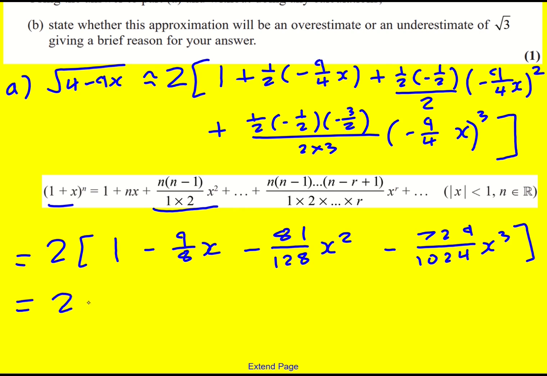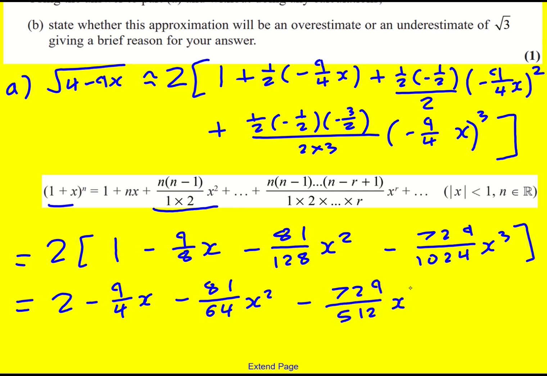And finally, this gives 2 minus 9 over 4x minus 81 over 64 x squared minus 729 over 512 x cubed.